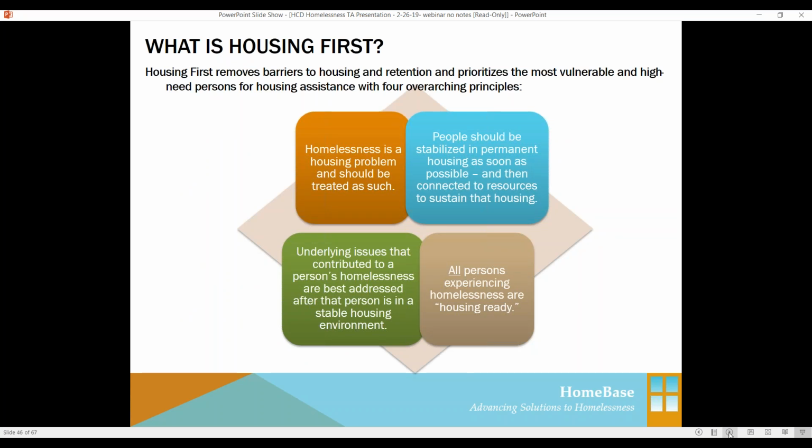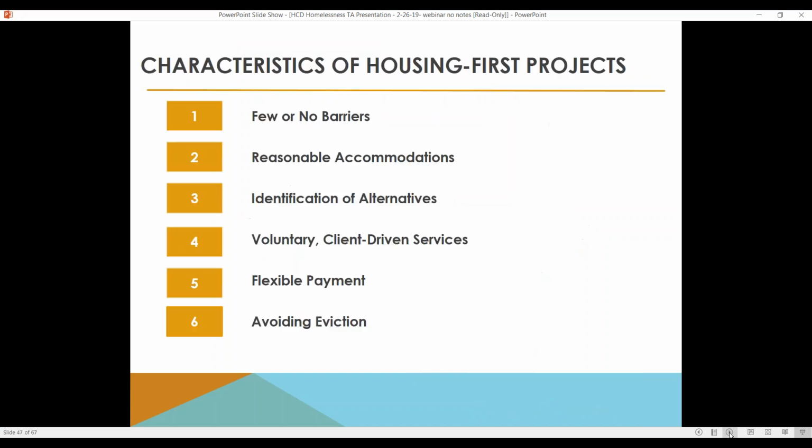And what is Housing First? It removes the barriers to housing and retention by recognizing that homelessness is a housing problem, first and foremost, and should be treated as such, that people should be stabilized in permanent housing as soon as possible, and that all people experiencing homelessness are ready for housing. The things that may have contributed to a person or family's homelessness are best addressed through housing stability once that person is housed.